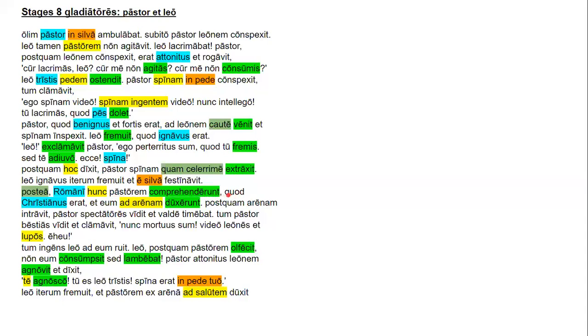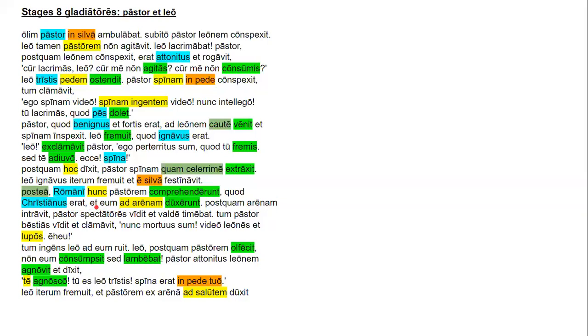Quod, and we know that quod is going to be "because," once again, Christianus, so predicate nominative with this form of sum, erat, so imperfect form of sum, because he was a Christian, right? So let's put it all together. Oh, actually, let's finish off right here.